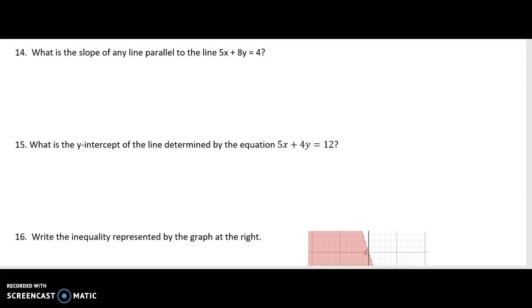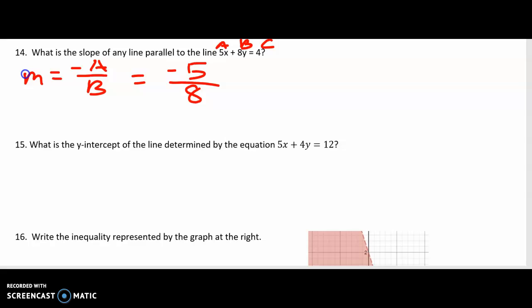Okay, so first one here is number 14. It says, what is the slope of any line parallel to the line 5x plus 8y equals 4? So all we're doing is just finding the slope. In standard form, the slope formula is going to be the opposite of A over B. Nice and simple. So if I'm looking at this, I have my A value, my B value, and my C value. The opposite of A, which is a positive 5, would be negative 5, over B, my B value is 8. And I'm done with that question, nothing really to do there.